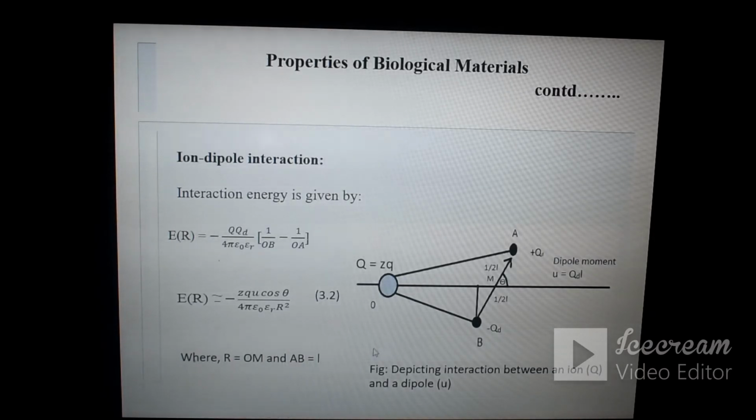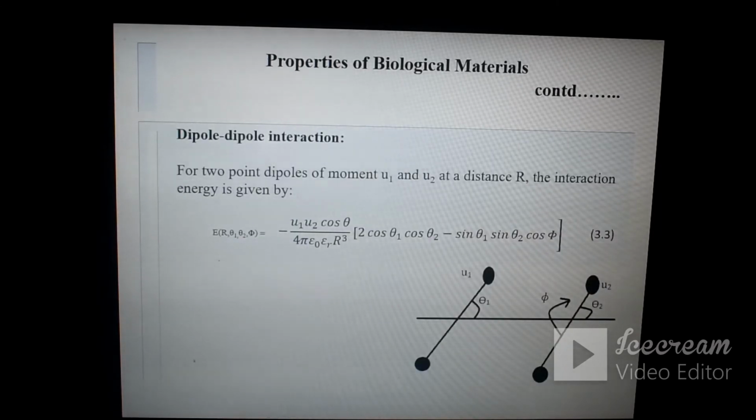So a distinct energy expression is available, important from an engineering point of view. Dipole interaction. Suppose one water molecule has dipole moment U1, and another water molecule has dipole moment U2. They will combine by a physical bond or hydrogen bond.